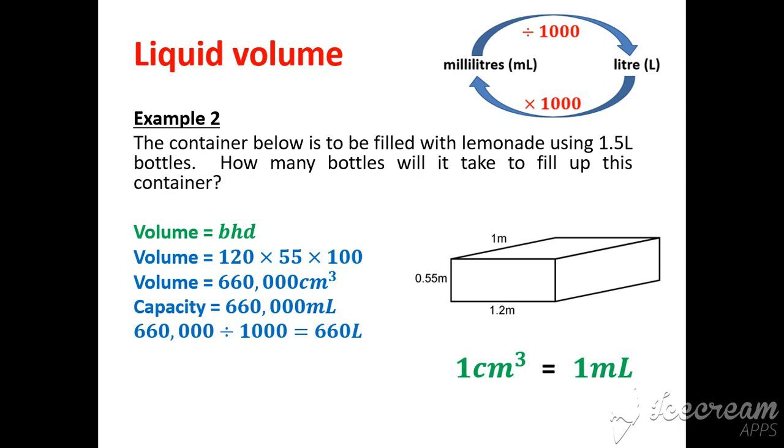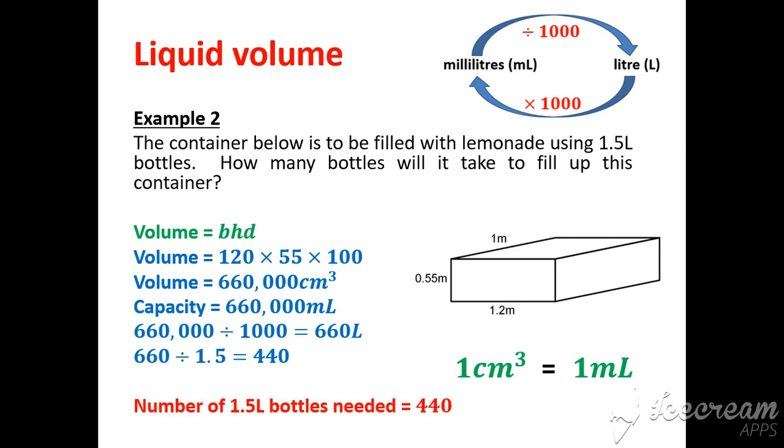Lemonade, really? But each bottle of lemonade is 1.5 liters. So how am I going to work out how many bottles I need? It's a rates question. I'm just going to divide, so 660 divided by 1.5, and it tells me I need 440 bottles of the 1.5 litre lemonade to fill up that box. That could be an expensive little hobby to do.